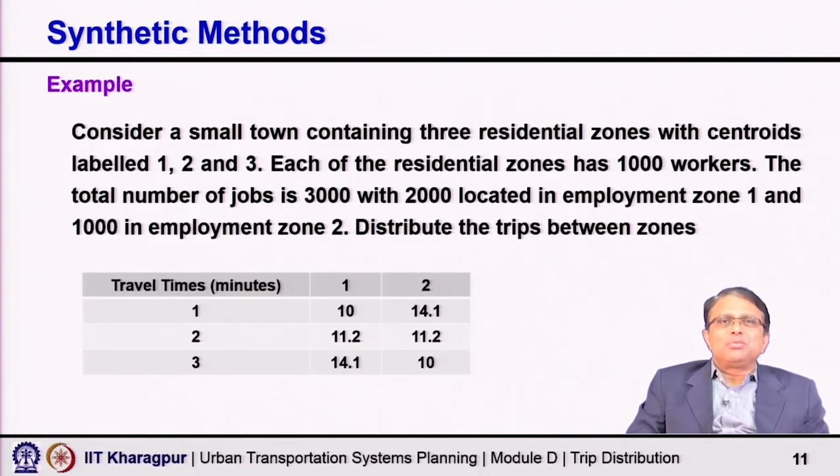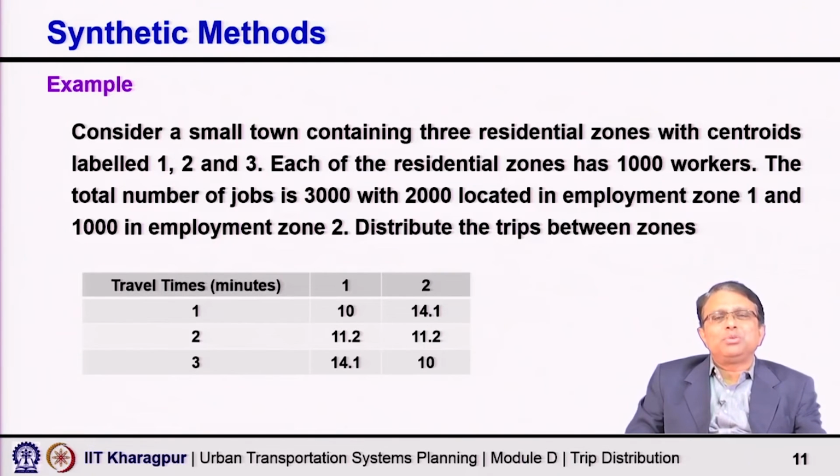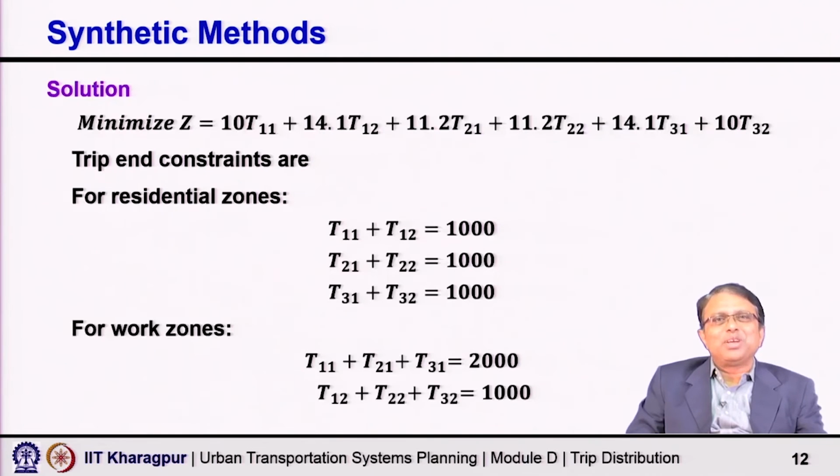Now, distribute the trips between zones, and we know the travel times 1 to 1, 1 to 2, 2 to 1, 2 to 2, 3 to 1, 3 to 2. This travel time matrix is given. So, with that, we have to distribute the trips following the linear programming approach. So, how would we formulate? We would like to minimize Z, the aggregate travel time.